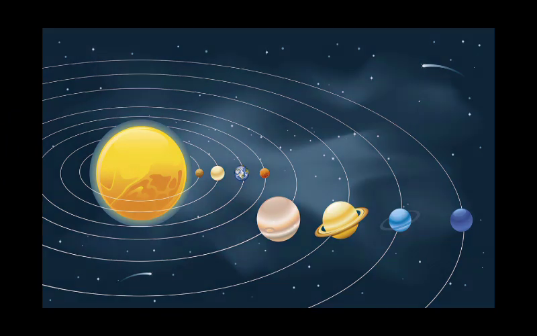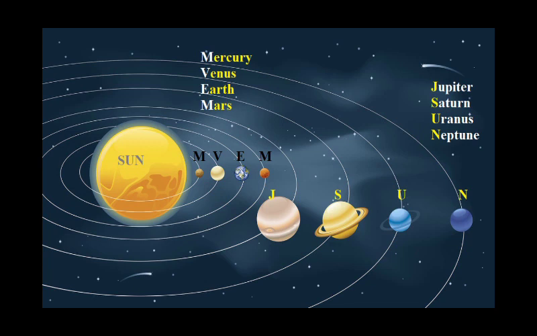So from the Sun, according to distance, the first one is Mercury, followed by Venus, Earth, Mars, then Jupiter, Saturn, Uranus, Neptune, all 8 planets, right? And the first four are comparatively very smaller, then the remaining four are very big, right? And these 8 planets can be classified into two categories.